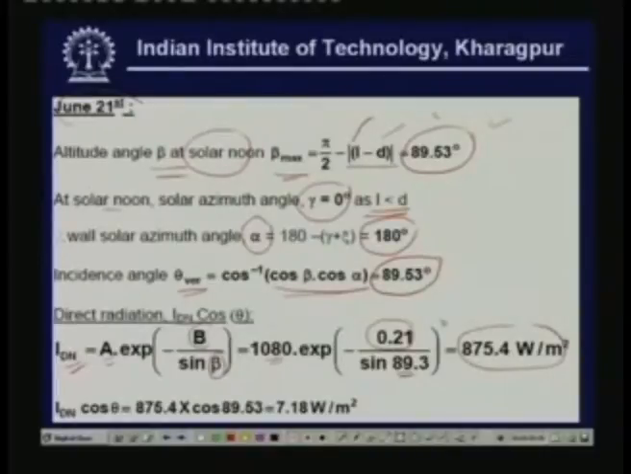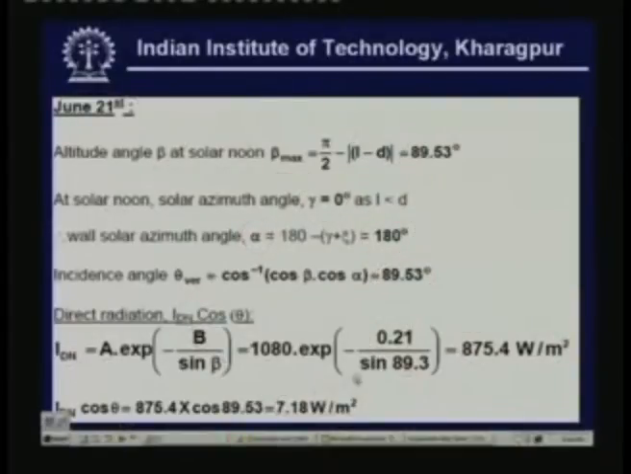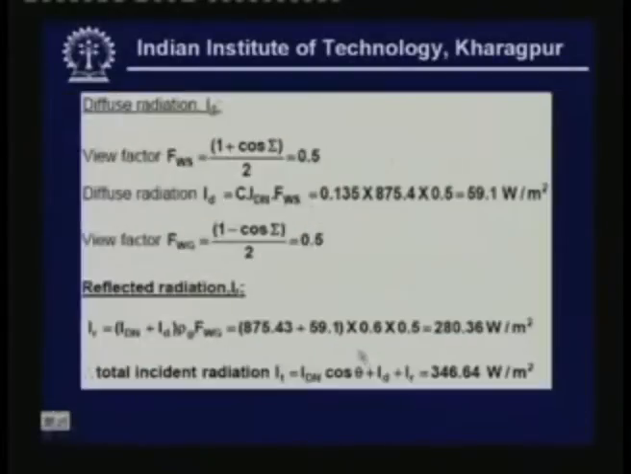So, we have to find out the direct radiation on the vertical surface. That you find by multiplying this with cos theta, where theta is the angle of incidence, that is 89.53 degrees. You will find that IDN cos theta works out to be 7.18 watt per meter square. Next, we have to find out the diffuse radiation.